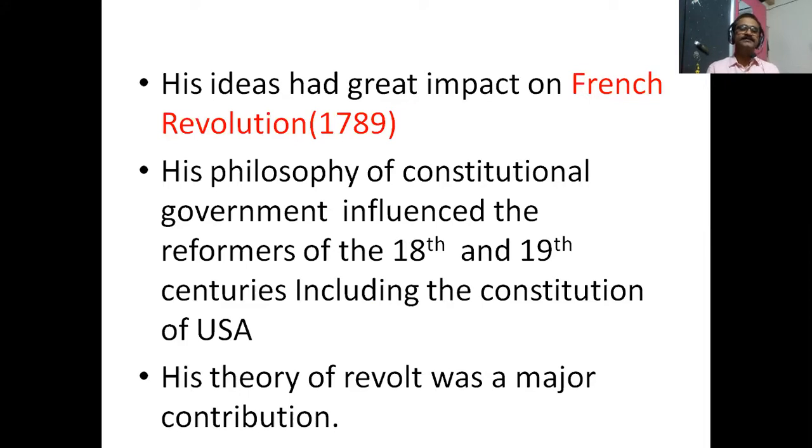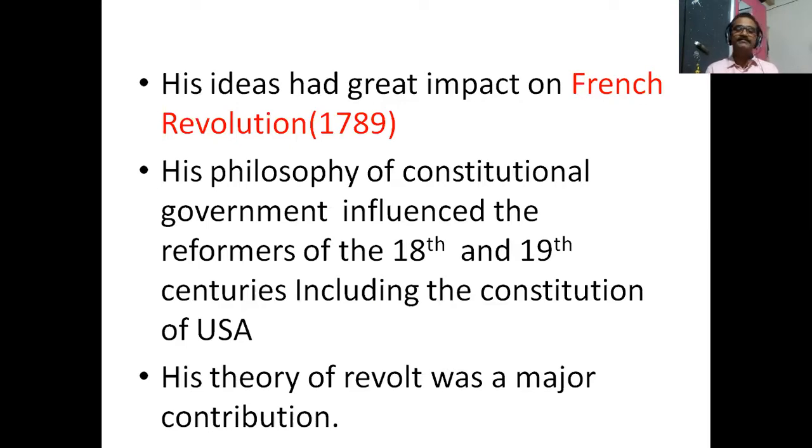this idea influenced the reformers of the 18th and 19th century. Especially, it was the American Constitution which was greatly influenced by the two treatises of John Locke. His theory of revolt was a major contribution. It reflects the sovereignty of the people. When people were denied the three rights, right to liberty, right to life and property, then they have every right to revolt against the government and dislodge the government.